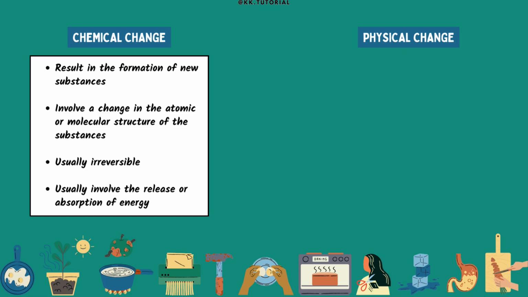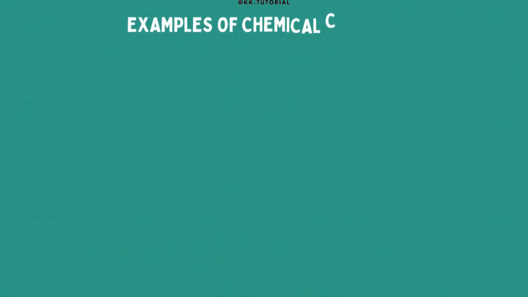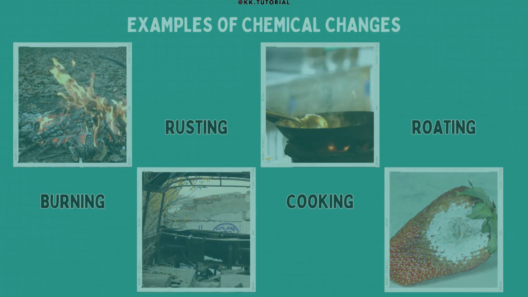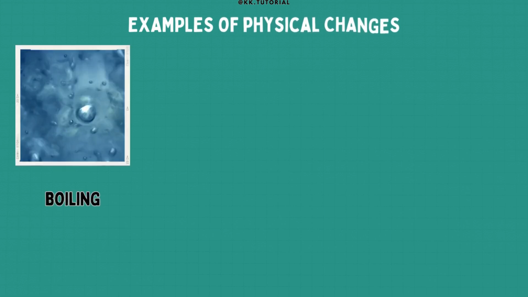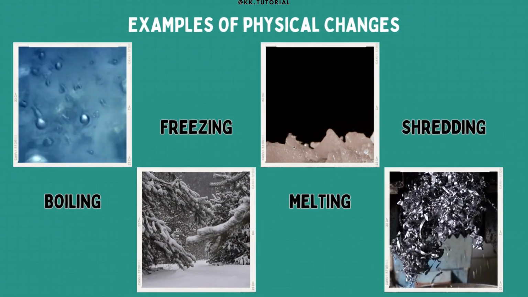Whereas in the physical change no formation of a new substance occurs. Physical change involves a change in the physical state or properties of the substances. It is often reversible. It may or may not involve energy changes. Examples of chemical changes would be burning, cooking, rusting, and rotting. Examples of physical changes could be boiling, melting, freezing, and shredding.